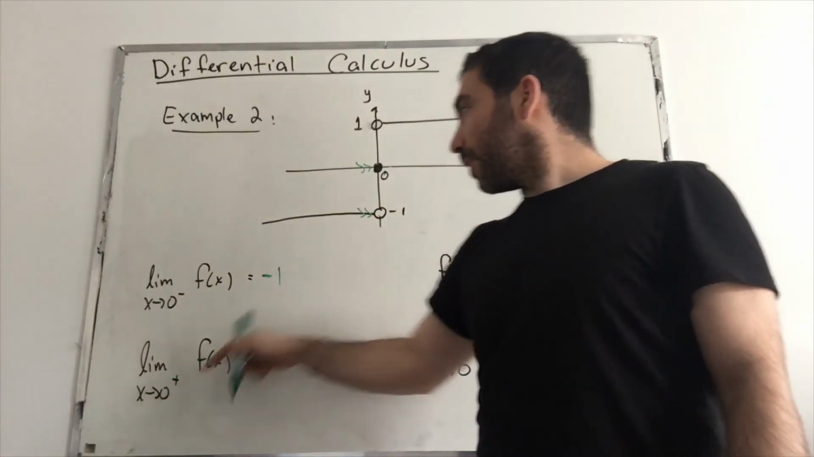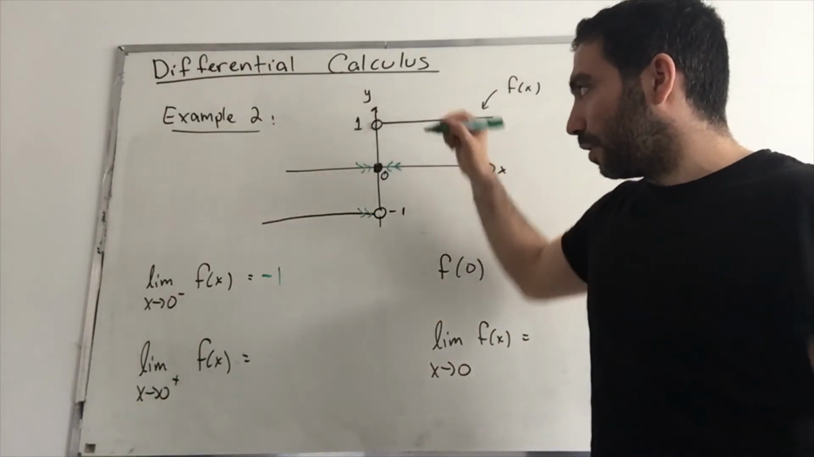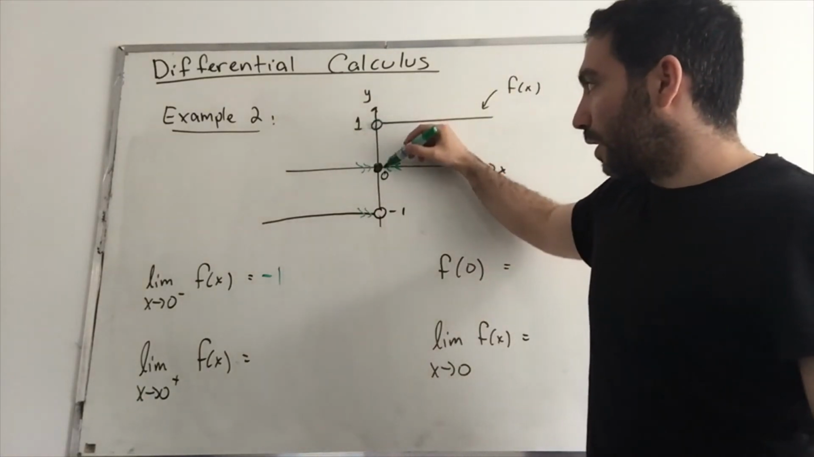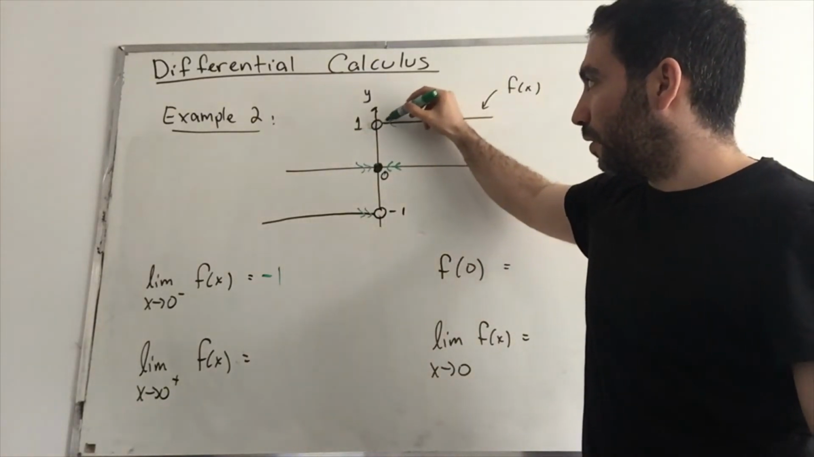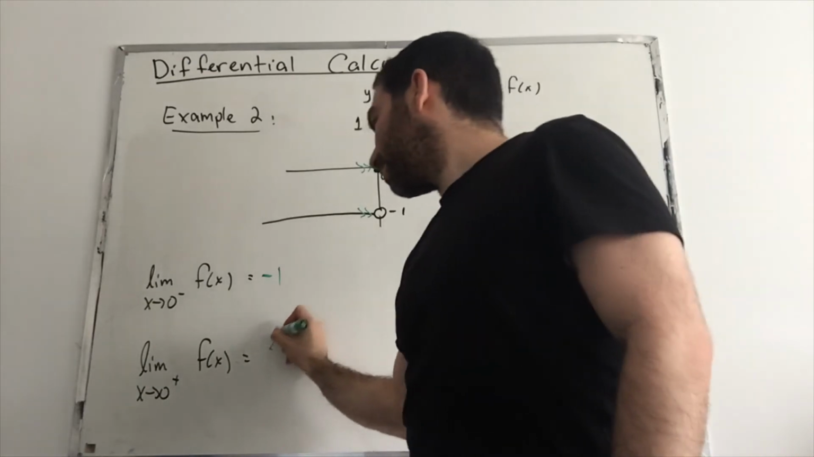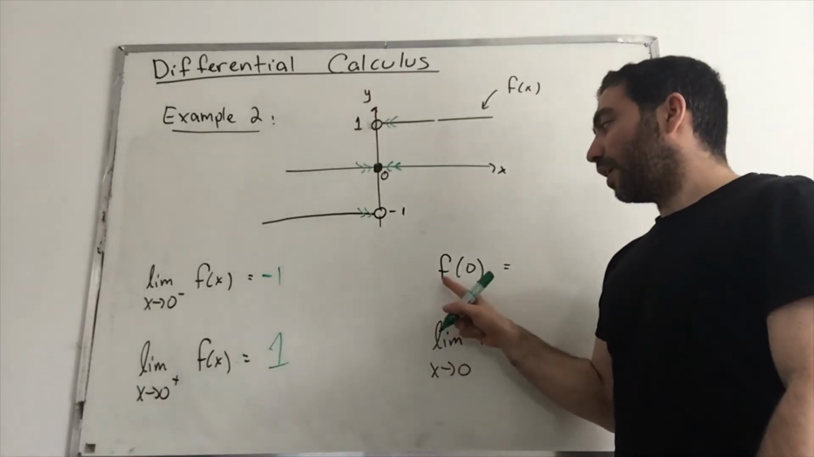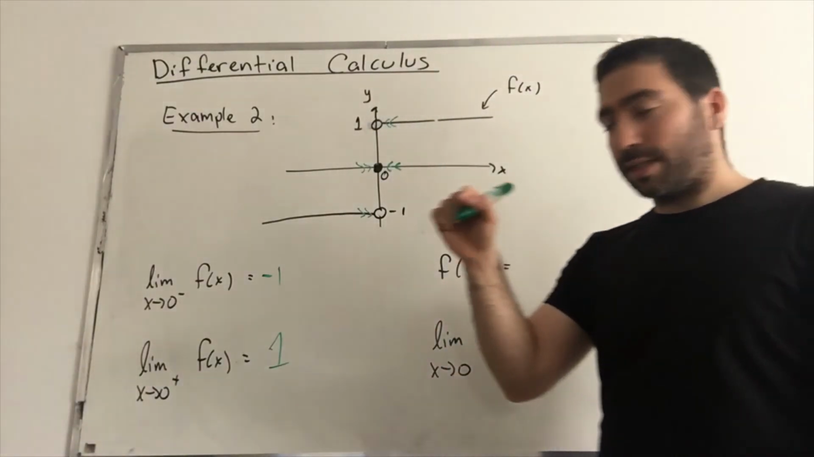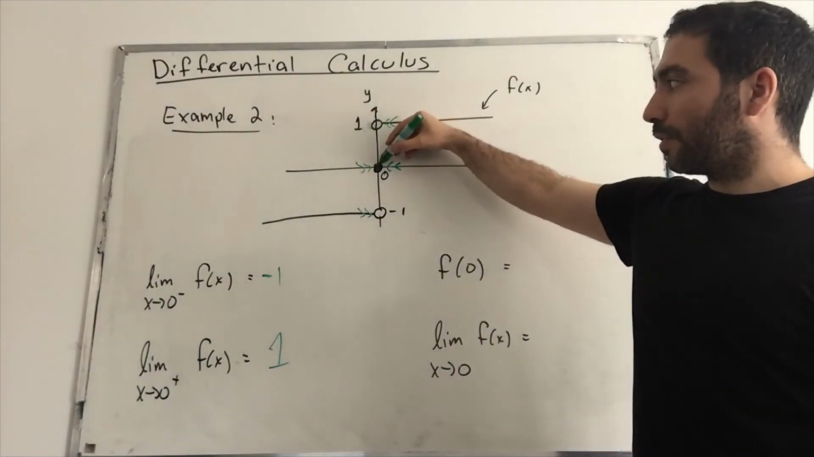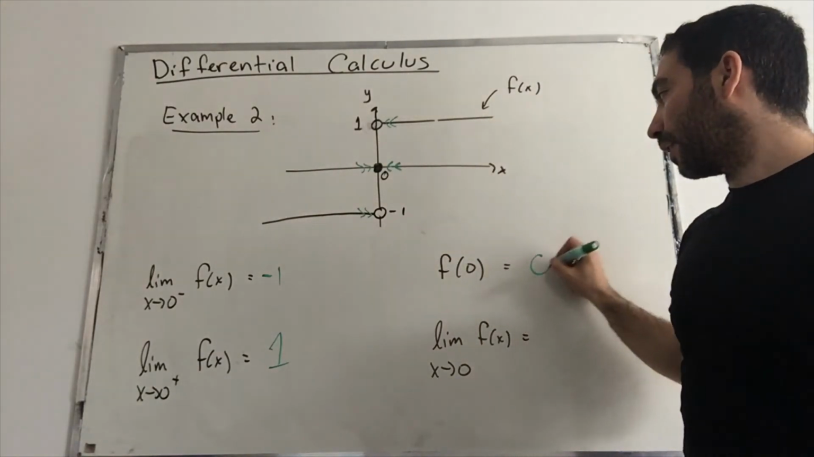As we approach 0 from the right side, so positive 0.01, it's going to hit the function up here at positive 1. Okay. f of 0, so where is it defined exactly at 0? Well, that's the solid dot. That gives us 0.